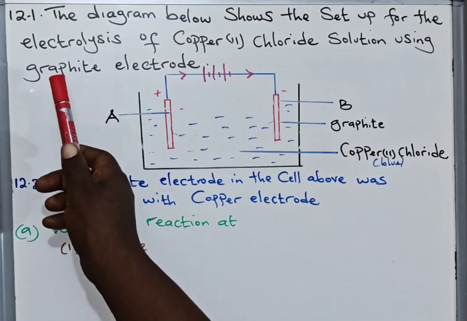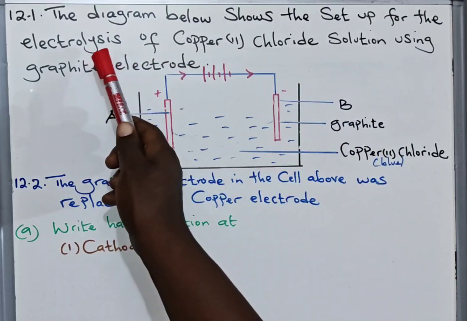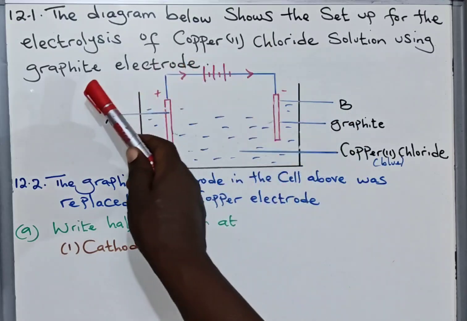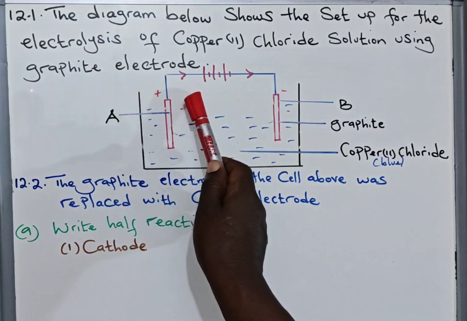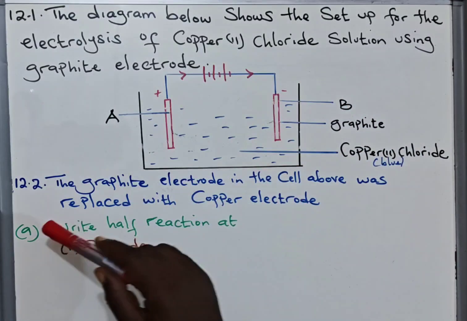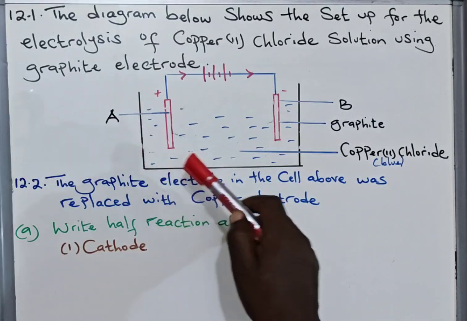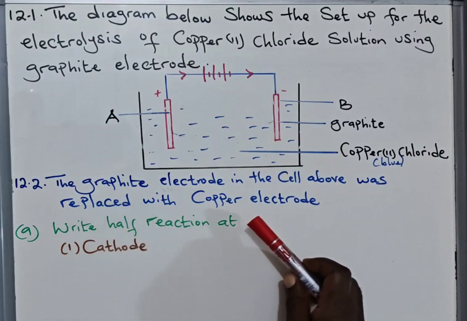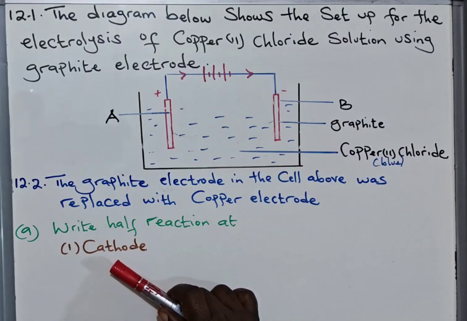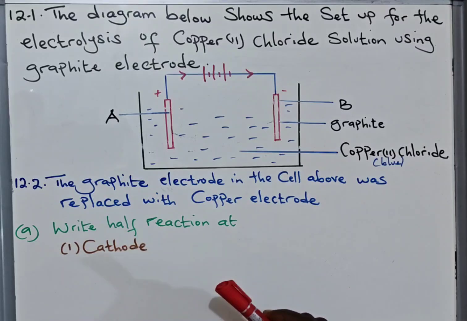Okay, we are looking at this question. It says that the diagram below shows the setup for electrolysis of copper 2 chloride solution using graphite electrode. Okay, this is the setup we have. Then we come to this question. It says that the graphite electrode in the cell above, which is this cell, was replaced with copper electrode. And they say, write the half reaction at cathode.